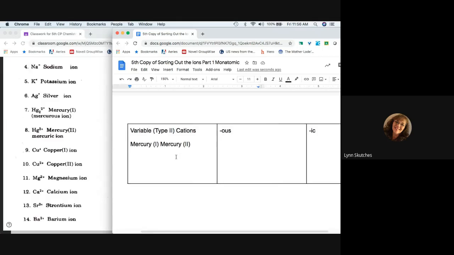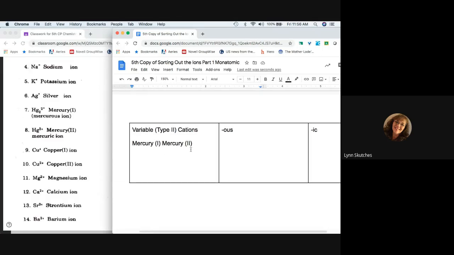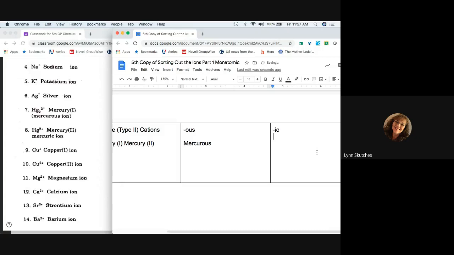Because mercury's name is so wackadoodle, we don't use its ancient name. Remember, with copper and iron, we use their Latin names. Mercury, they didn't even bother to change it. So we go mercurous and mercuric. And so which one's which?